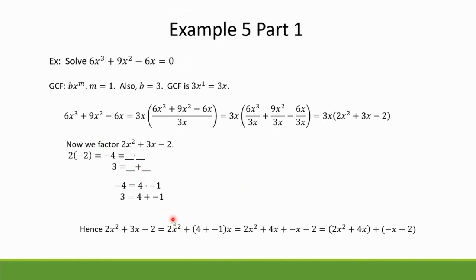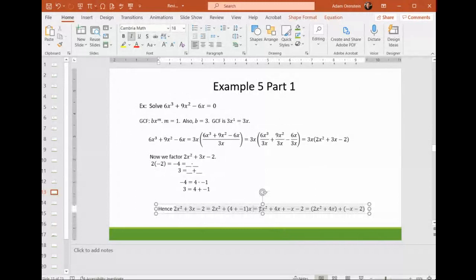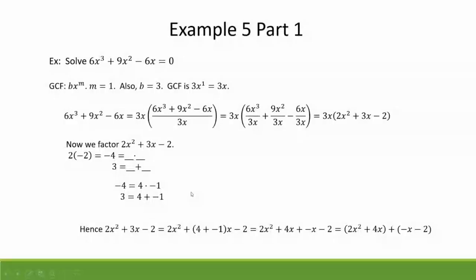Okay, so we know 3 is equal to 4 plus -1, right? So 3x is equal to 4 plus -1 times x. I'm just replacing 3 with this sum, in other words. Okay, I'm missing a term now, aren't I? Should be a -2 here. Sorry about that. Okay. There we go.